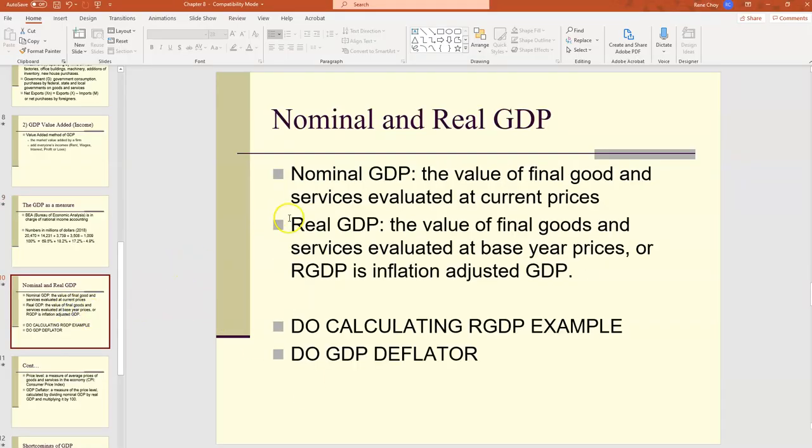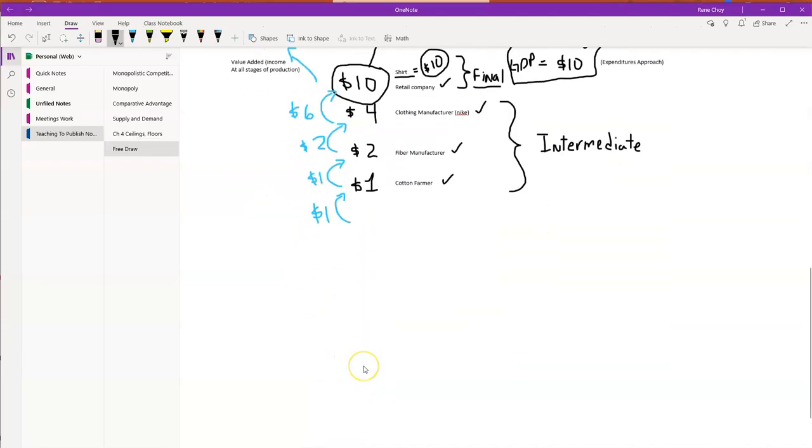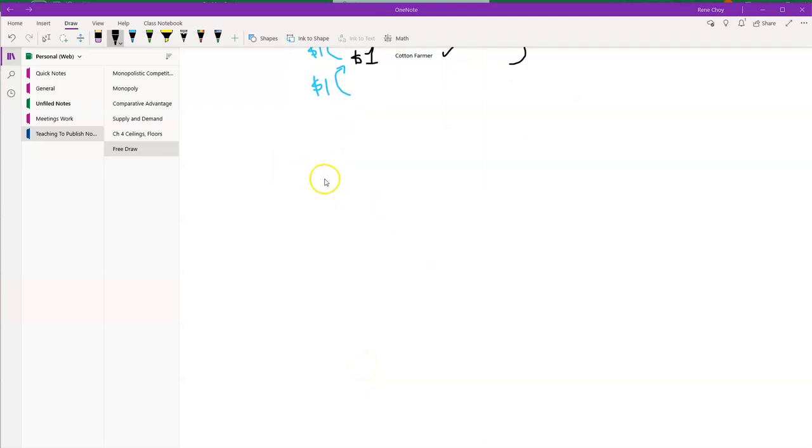All right, let's talk about the difference between nominal and real GDP. Nominal GDP is the value of final goods and services evaluated at current prices. Now, in order to be able to calculate GDP and understand the difference between nominal and real, we got to start talking a little bit about math. Nominal GDP is basically the value of final goods and services evaluated at current prices, while real GDP is the value of final goods and services evaluated at base year prices. So let's talk about the difference between those two. All right, so a couple of formulas that we need to know before we continue.